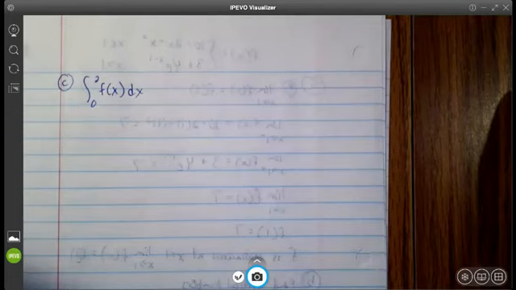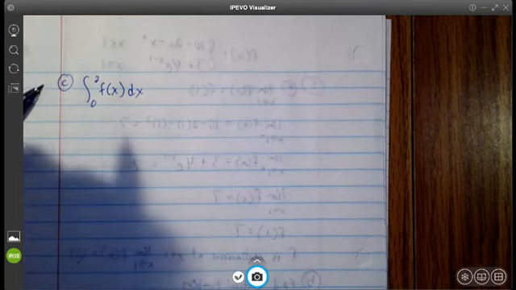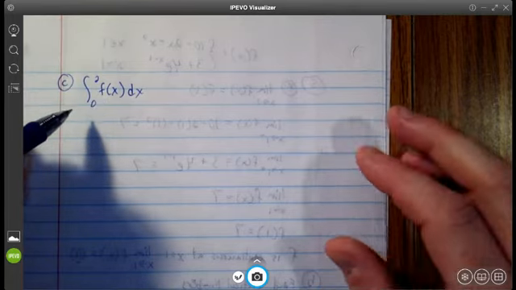All right, this is the answer for response 5C. The problem says find the value of the definite integral from 0 to 2 of f of x dx. What we need to realize is that the integral from 0 to 2 goes across both pieces of our function.